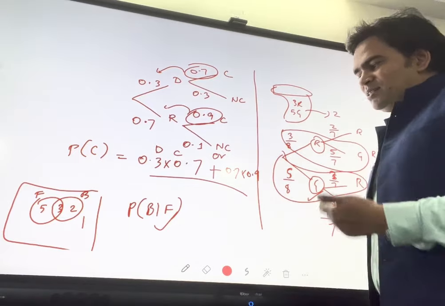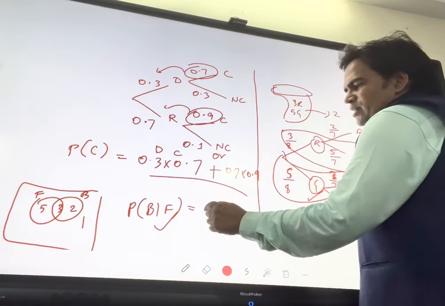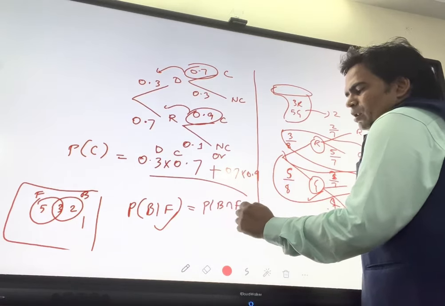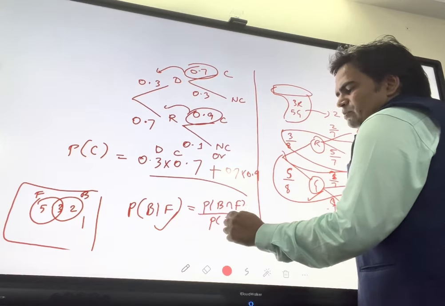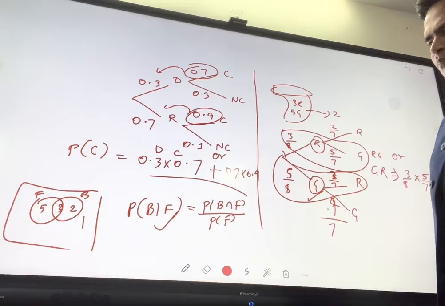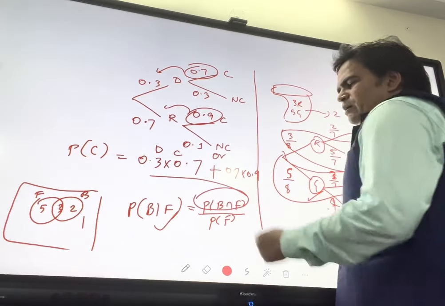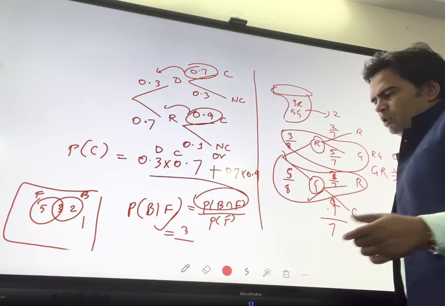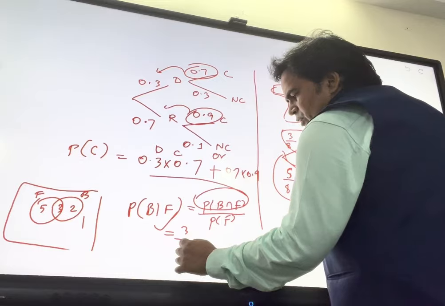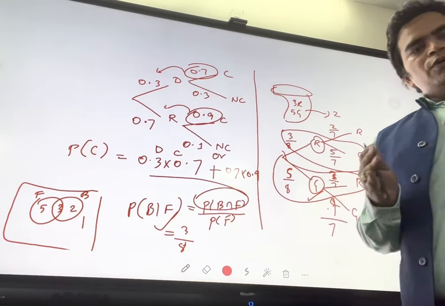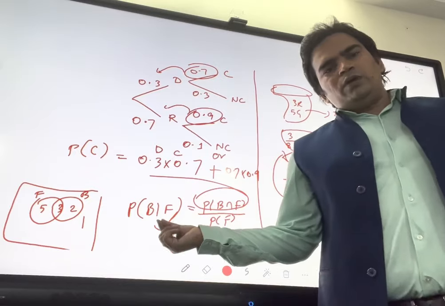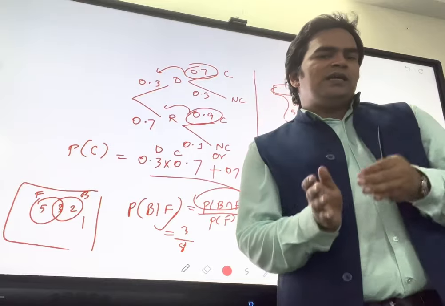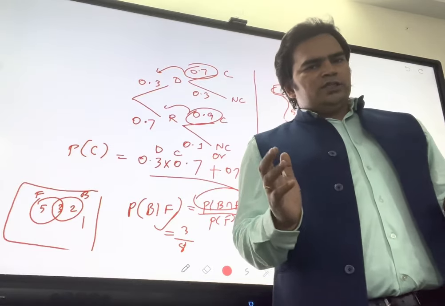But to write down the answer in a more structured way, I'm going to say this is going to be probability of basketball intersection with football upon probability of football, because that's the set that I'm looking at. The number of people playing football and basketball is 3, and the number of people playing football is 8. So 3 out of 8 is the chance that, given a person is playing football, he also plays basketball. This is the beginning of conditional probability.